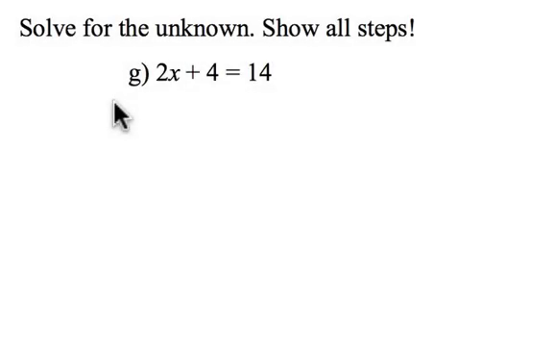Here we have 2 multiplied by x, and then we have 4 added to that expression. Remember that 2 we call attached value because it's attached by multiplication to x, and 4 is a separate value. We always have to deal with the separate values first. So we will subtract 4 on the left side. Since we are subtracting on the left side, we have to do the same thing on the right side.